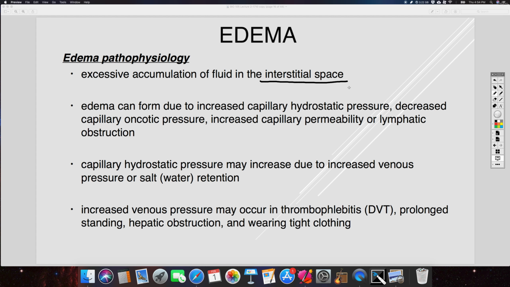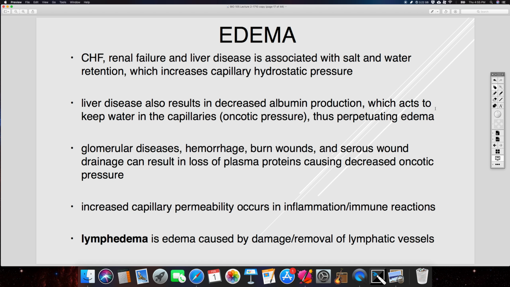So capillary hydrostatic pressure increases oftentimes due to increased venous pressure. So if you have increased venous pressure, which occurs in things like DVT or cirrhosis or standing, that increases capillary hydrostatic pressure. And I'll explain that more when I talk about cirrhosis. Or if you're retaining salt, that's going to result in water retention also, which increases blood volume, and that's going to increase your capillary hydrostatic pressure. Okay, so these are all associated with salt and water retention. We will talk about these. We'll talk about liver disease today, but we'll talk about CHF and renal failure down the road.